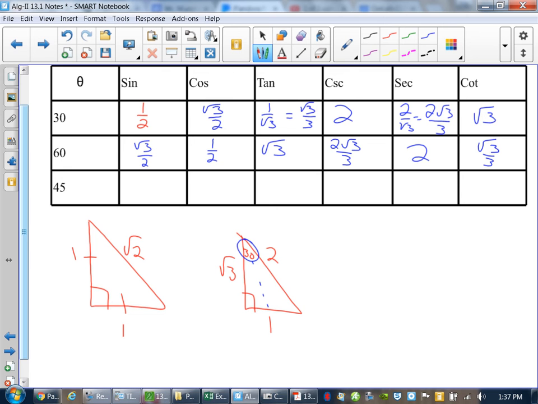Switch gears to 45. What's opposite either 45? Yeah, you're going to get 1 over root 2 for both sine and for cosine. So that rationalizes out to be what again? Yeah. Both of them become root 2 over 2. What's the tangent of 45? 1.